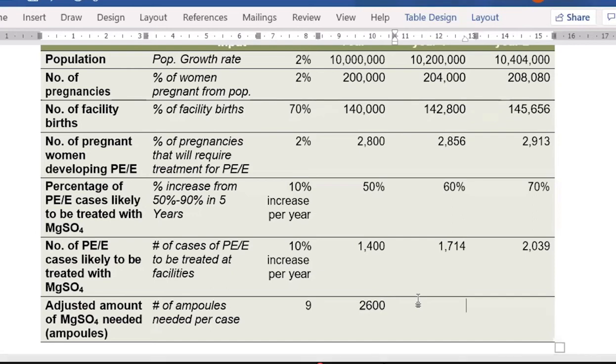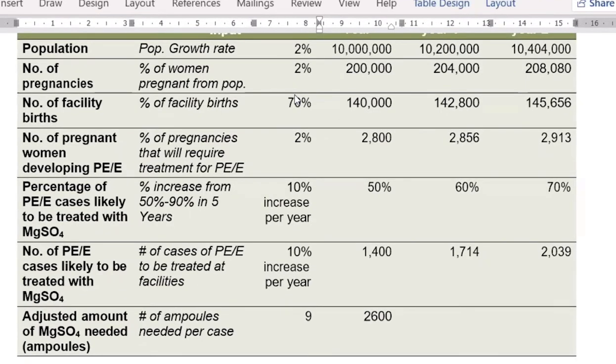No, what I'm saying is you have written 2,600. It's supposed to be 12,600. What's the value for the current year? It's 12,600.